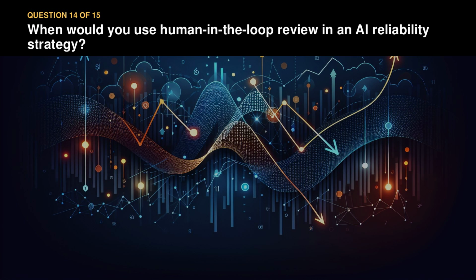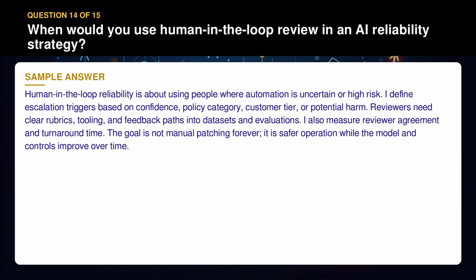Question 14. When would you use human-in-the-loop review in an AI reliability strategy? Human-in-the-loop reliability is about using people where automation is uncertain or high risk. I define escalation triggers based on confidence, policy category, customer tier, or potential harm. Reviewers need clear rubrics, tooling, and feedback paths into datasets and evaluations.